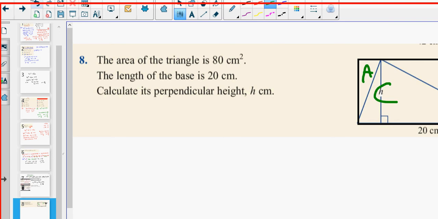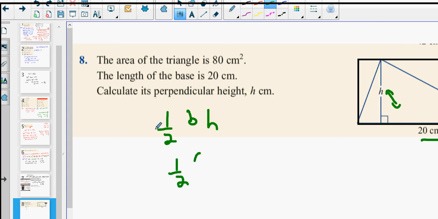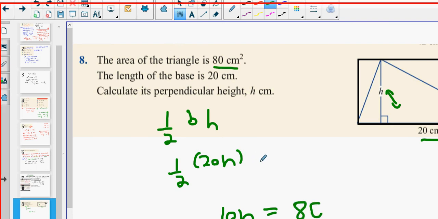So basically it's the length by the height. Now what it's telling you is that it's 20 multiplied by the height, half the answer. So what's 20 multiplied by the height? 20h. And what's half of 20h? 10h. 10 times h has to equal 80. So what does that mean about the h value? 8.